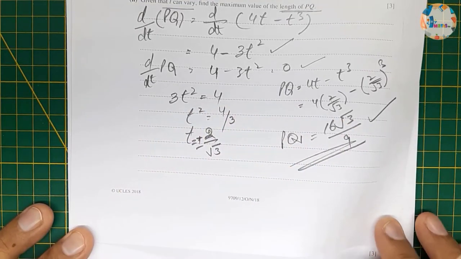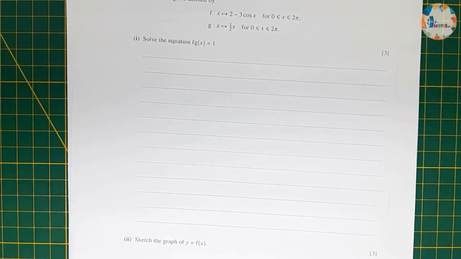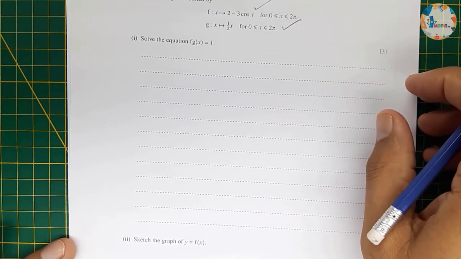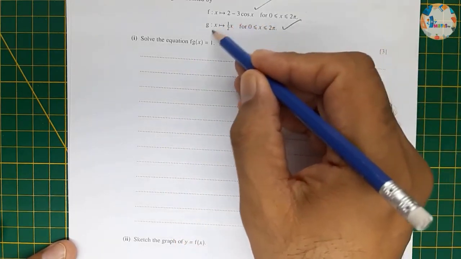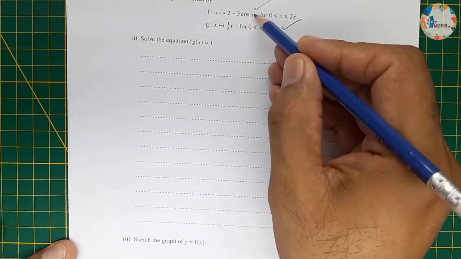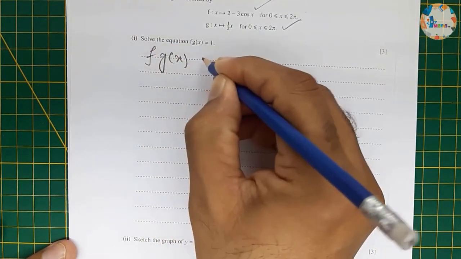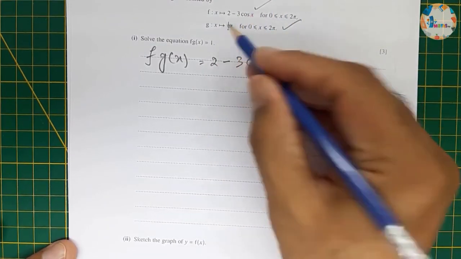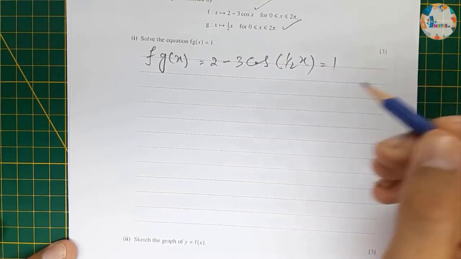Hopefully you understood this question as well. Now question number 4: functions f and g are defined by these two expressions. They have also provided ranges. Solve the equation f of g of x is equal to 1. So f g of x will be what? g of x is this one, so we will replace the x value by 1 over 2x. So f of g of x will be 2 minus 3 cos of x, where we replace x by 1 over 2x, and this is equal to 1 by the condition of the question.